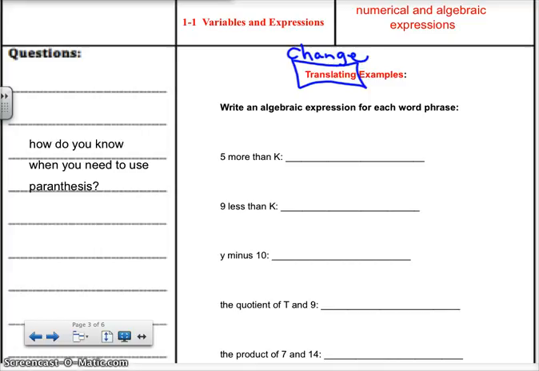So, 5 more than K. Vocab is more than. What does more than mean? And if you feel confused, look at that chart. 5 more than K. So have K, add 5. You could have flipped it too for this one.